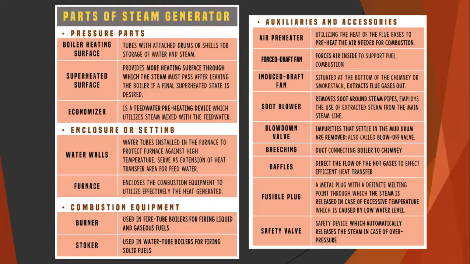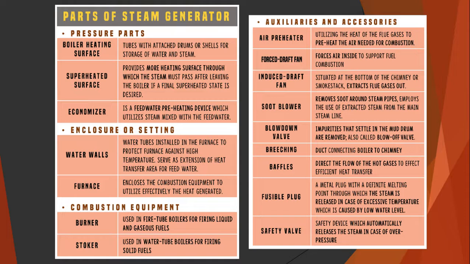Enclosure or setting. Water walls. Water tubes installed in the furnace to protect furnace against high temperature. Serves as extension of heat transfer area for feed water. Furnace. Encloses the combustion equipment to utilize effectively the heat generated.